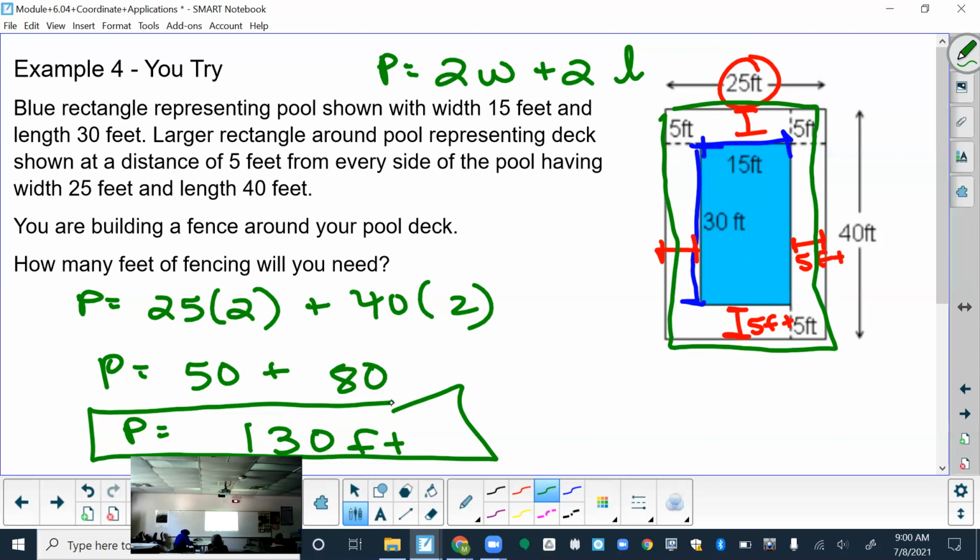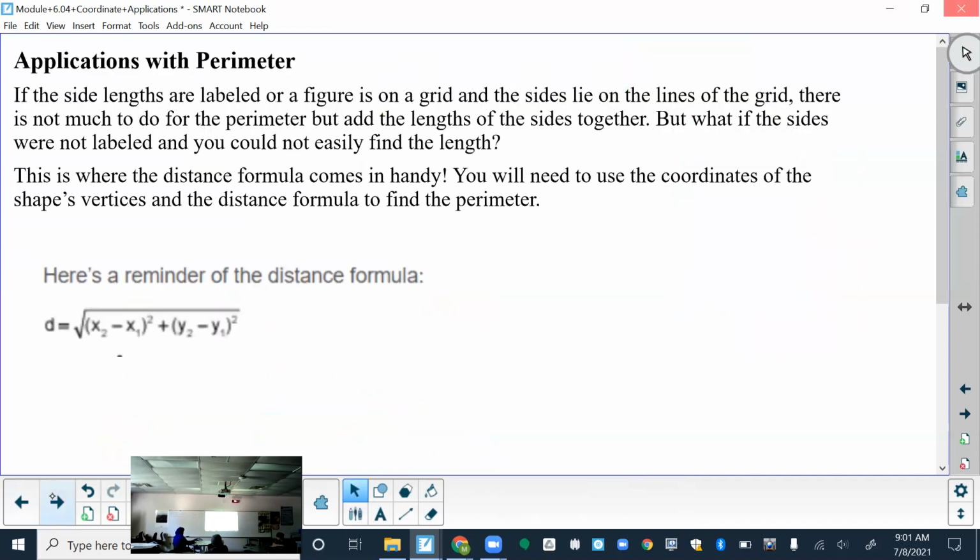So if the side lengths are labeled or a figure is on a grid and the sides lie on the lines of the grid, there is not much to do for the perimeter but add the lengths of the sides together. But what if the sides were not labeled and you could not easily figure out the length? So that's when you'll have to use the distance formula.